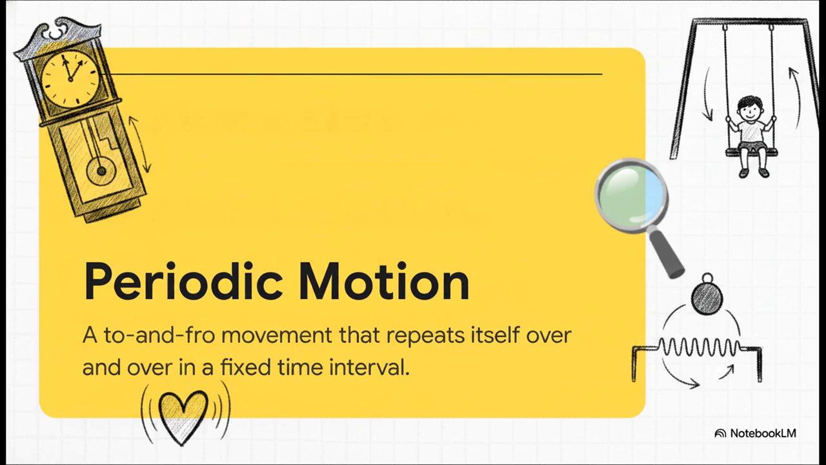I know, it sounds super technical, right? But you actually experience this constantly. The steady beating of your heart, the ticking of a grandfather clock, or even just the rhythmic push of a kid on a playground swing. Those are all perfect, everyday examples of periodic motion in action. It's really just a repetitive motion governed by time.